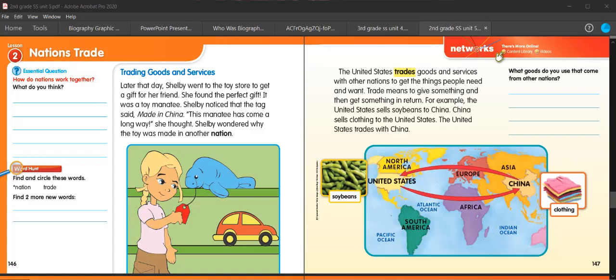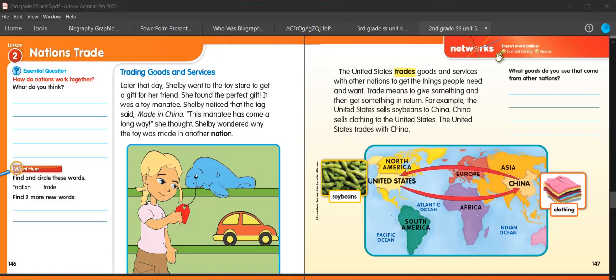This lesson is called Nations Trade. And when we're talking about nations, we're just talking about different countries. So we're talking about how different countries trade among each other. Your essential question that you need to answer is, how do nations work together? What do you think?